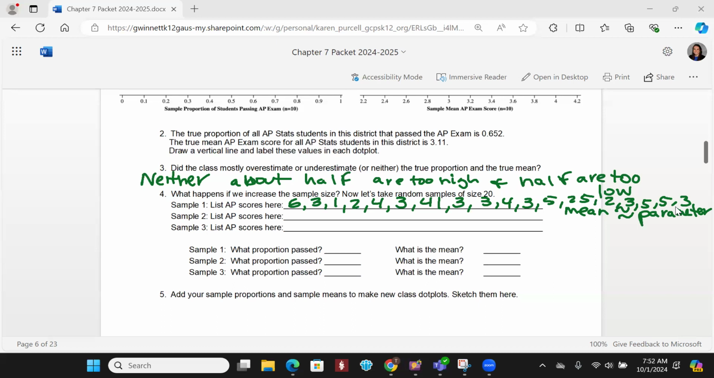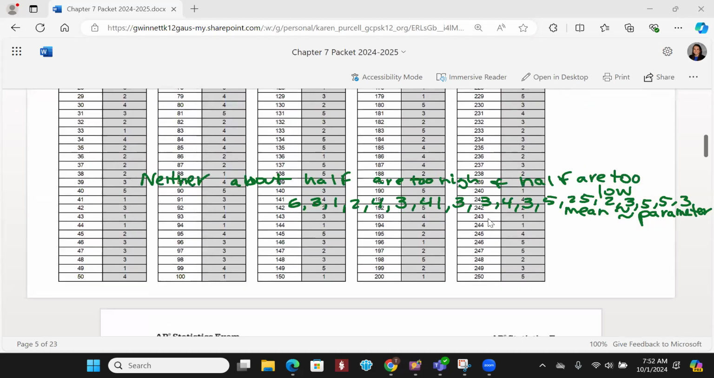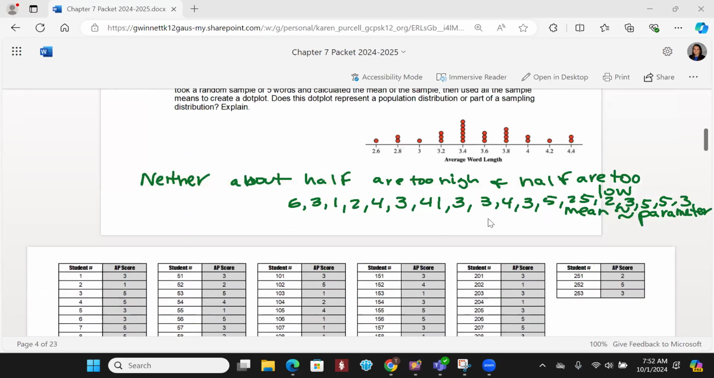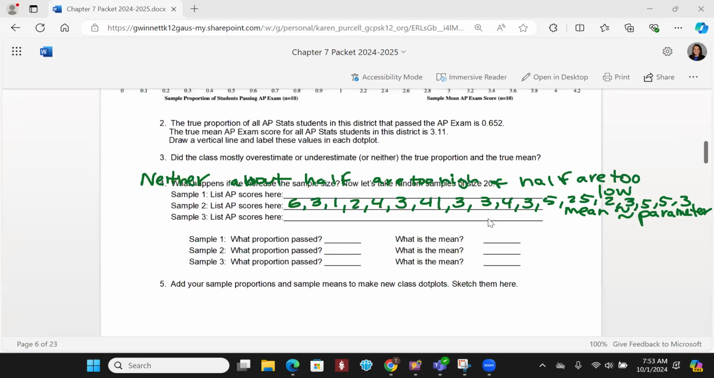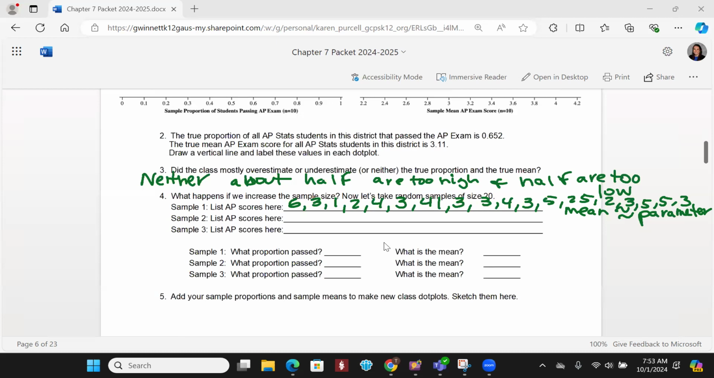For samples two and three, what I want you to do is take a random sample of 20 from the list of all the AP stat results on the previous page in your packet. Notice there are 1 to 253 students. You can use a random number generator, but you cannot repeat numbers. On your laptop or phone, go from 1 to 253 and pull two samples of 20, and put your numbers right there in those two lines. Take a moment, try that.